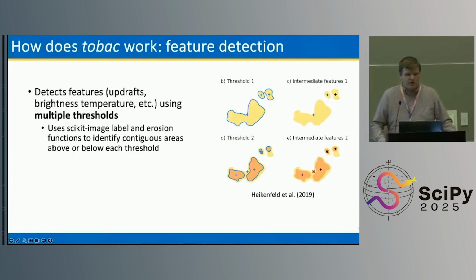So how does tobac work? One of the key innovations of tobac, beyond the fact that we work with any grid or any variable, is the idea of using multiple feature detection. A lot of our background here derives from image processing, if you're familiar with any of those techniques, and therefore we use a lot of tools from scikit-image to do our processing. Basically, the way that tobac works is you set a physical threshold, meaning the definition depends on what your variable is. You set multiple physical thresholds, and tobac will identify contiguous areas that are greater than your threshold.